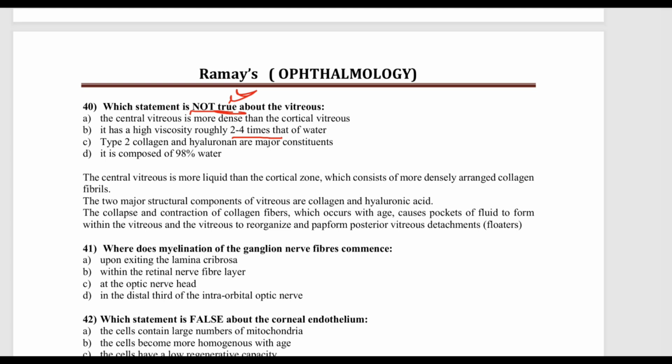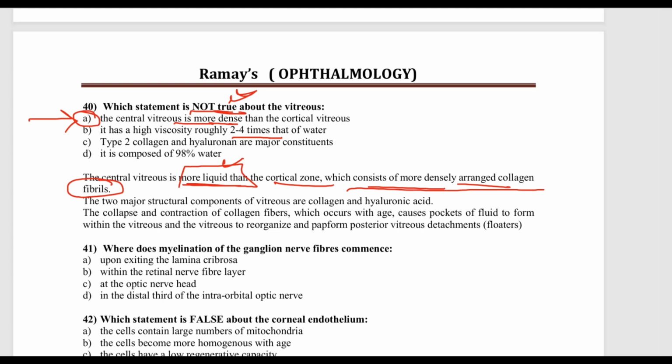So, which statement is wrong about the vitreous? This is option A: the central vitreous is more dense. No, the central vitreous is more liquid than the cortical zone, which consists of more densely arranged collagen fibrils.